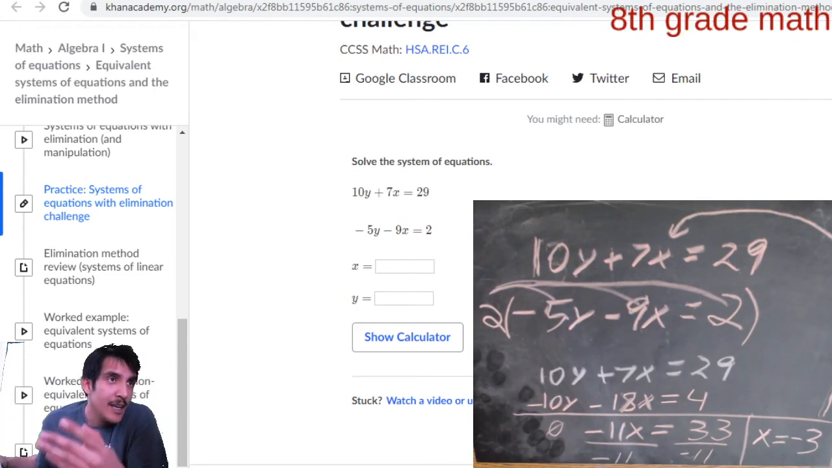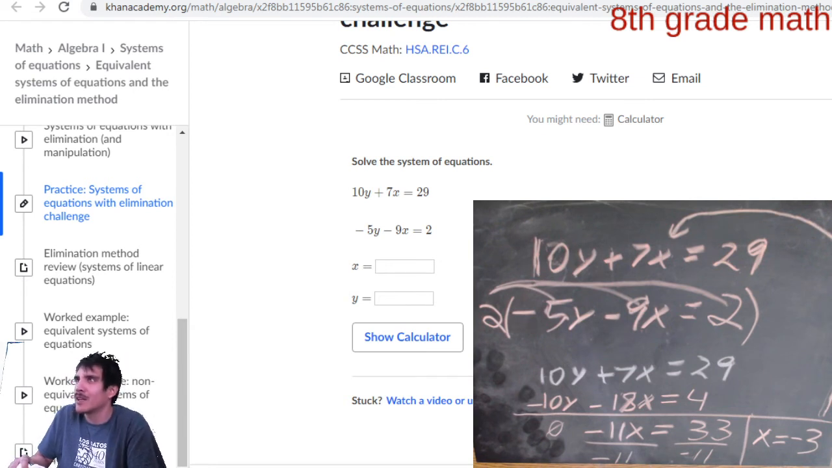Now, again, if you're doing this in your notebook, which you should be, don't erase all your work. I'm erasing because I don't have any room. Maybe I should use a notebook. I think I'm going to use a notebook next.